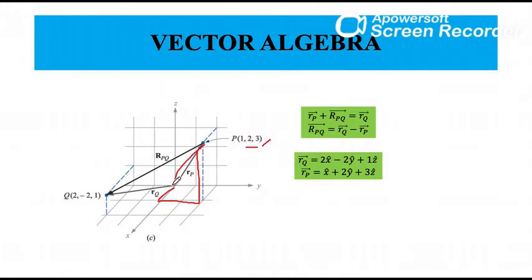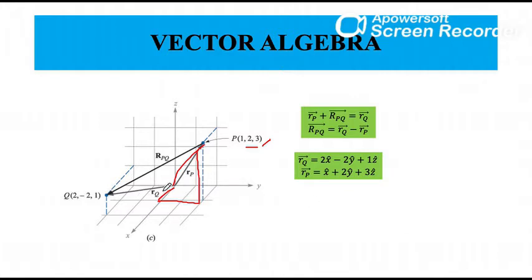Similarly, if I take another position q, which is at 2, -2 and 1, I can define another vector rq, whose origin is again situated at the origin of the coordinate system and whose head is situated at 2, -2 and 1.